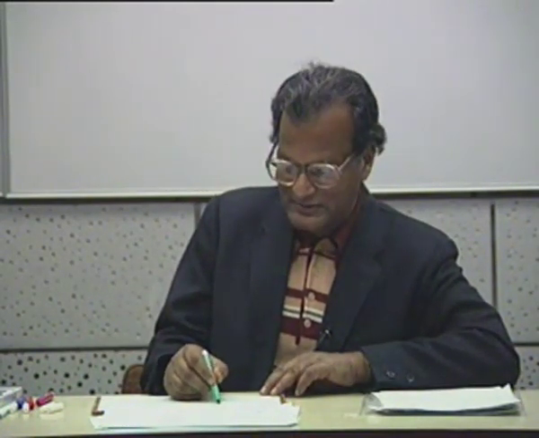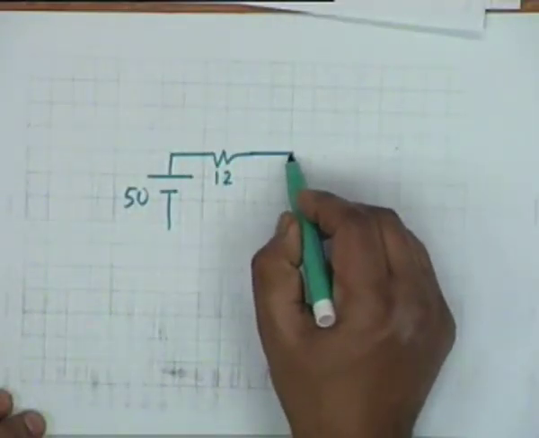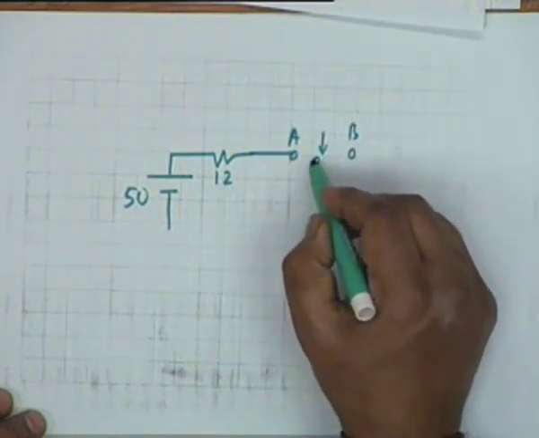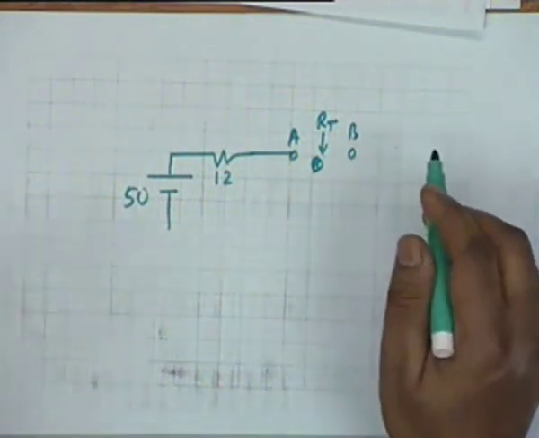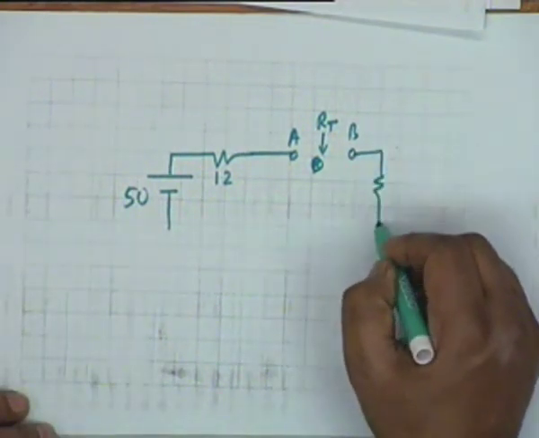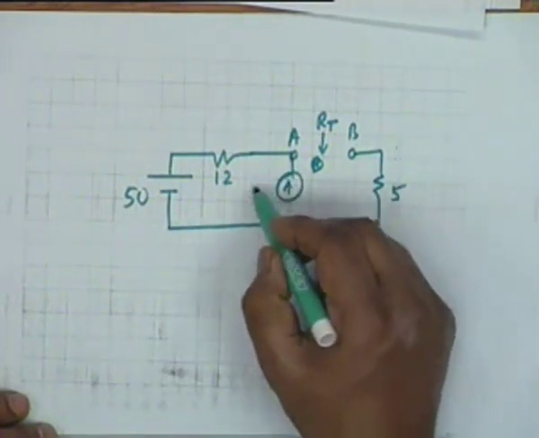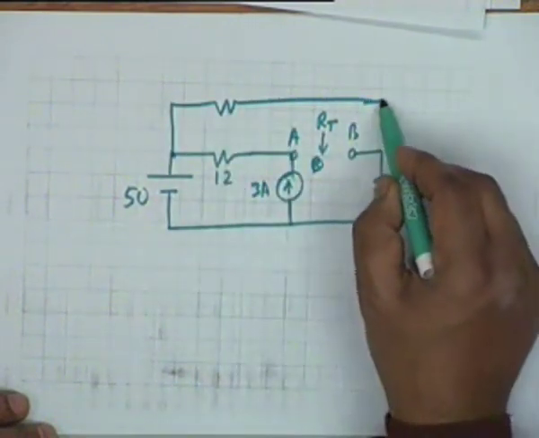What we have is 50, 12, A, B, this is where we have to measure RT between A and B, after killing the sources. We will see how to kill them. This is 5, this is 3 ampere, and there is a 10 ohms here.